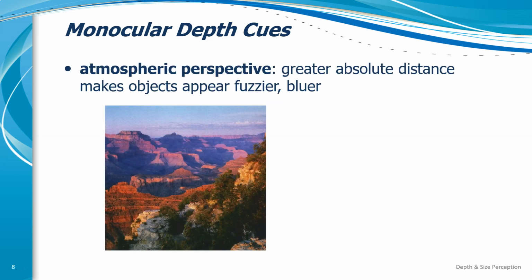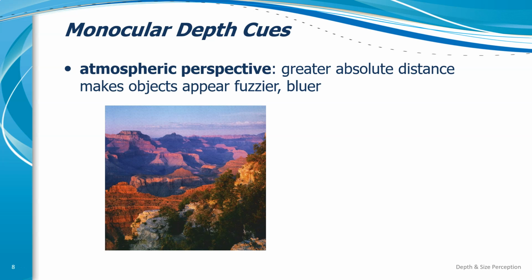Next, in no particular order, we have atmospheric perspective. This one says that the more distance between you and an object, the bluer and fuzzier the distant object will be. So clearly this canyon has a lot of red rock formations, but the one off into the distance looks kind of purplish, almost bluish. Now it's not actually blue, it's because there's more atmosphere between you and it, and it's refracting more of the light, especially the blue wavelengths.